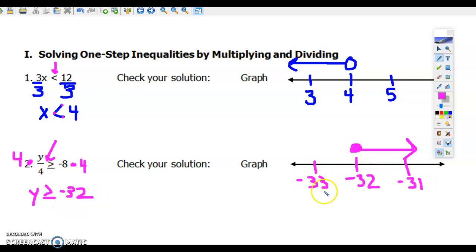And there's my -32. Don't forget on the negative side, your numbers are kind of switched. They look weird. And then my arrow goes to the right, and it's a filled in circle because this is greater than or equal to. All right.